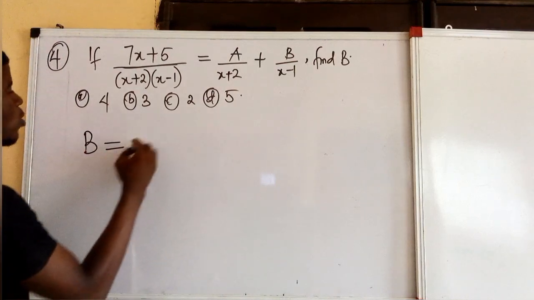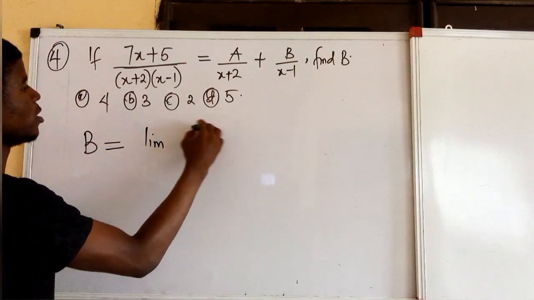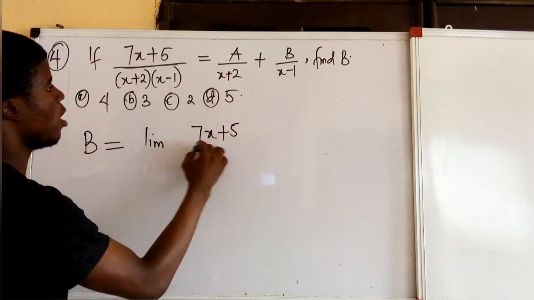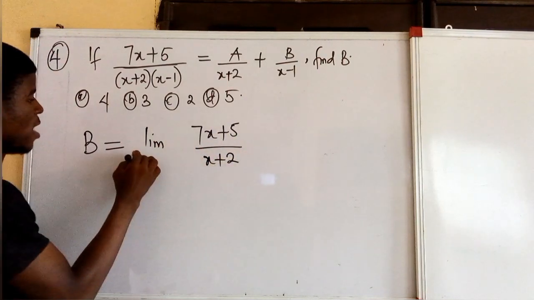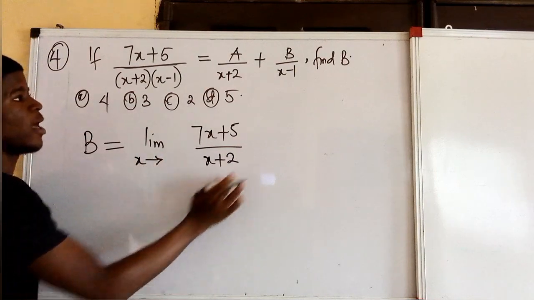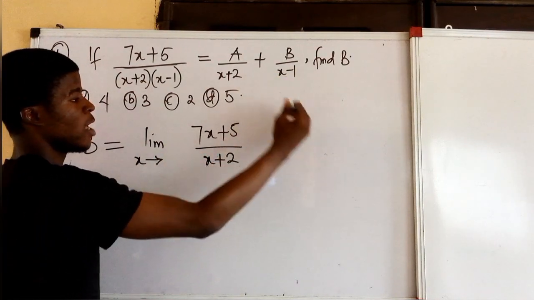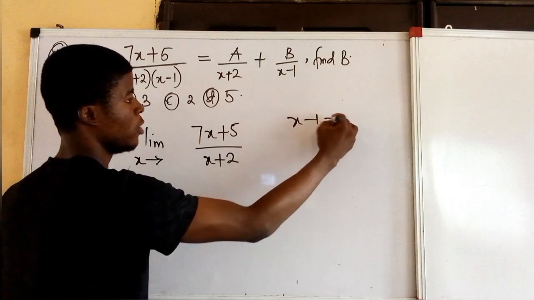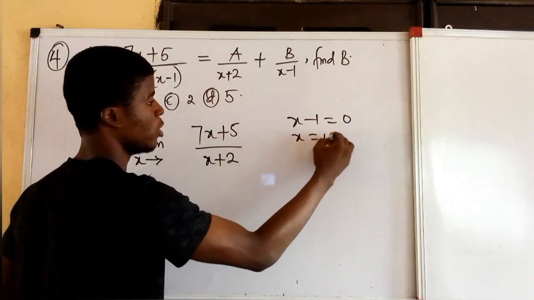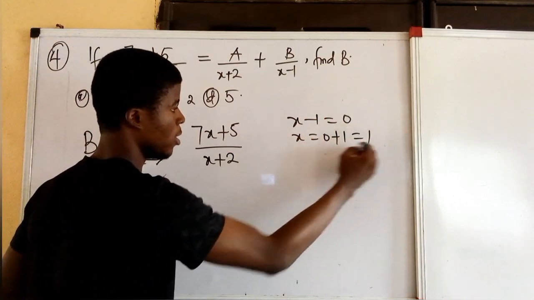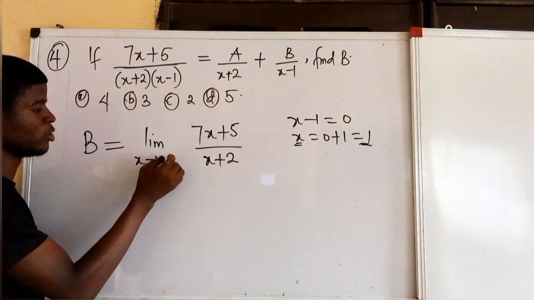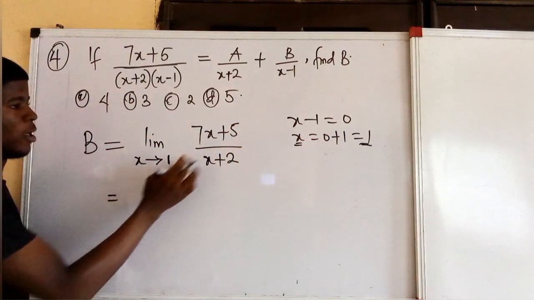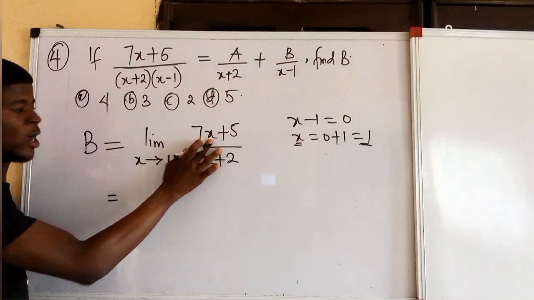B is equal to the limit of 7x plus 5 all over x plus 2, as x approaches... I have x minus 1 here. I'll set it to 0, so that x is equal to 0 plus 1. That is 1. So x is equal to 1. So the limit of this as x approaches 1. Anywhere I see x, I'm going to write 1.